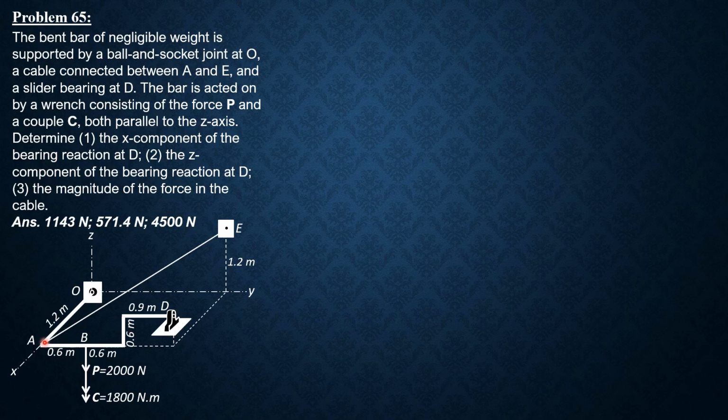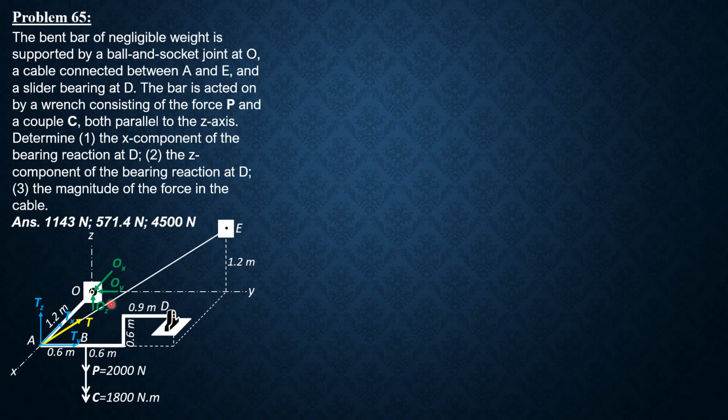So we denote the tension in the cable as T. Then the components, we will write this in vector form so that we can easily determine the components. Then we put the reactions. So these are the components of tension. Tx should be in the opposite direction, in the negative direction. Ty in the positive direction because the tension is directed from A to E. And Tz is upward because from A to E, that's upward.